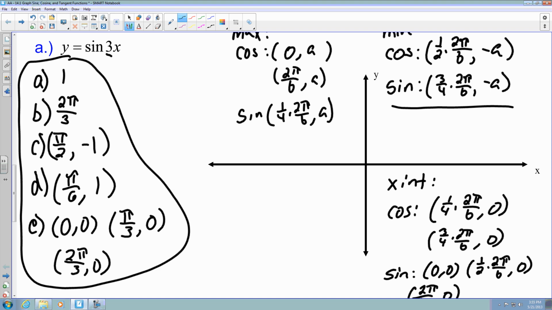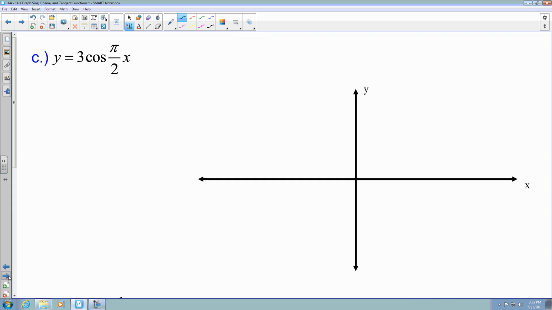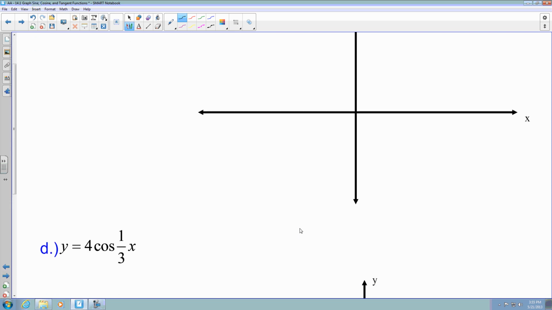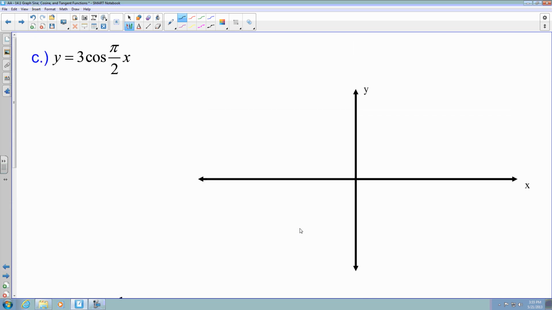So this is what I'm more or less looking for when, even though they're asking to graph the function, I want you to find those 5 specific areas to help you graph each function. Okay? So if I looked at, say, example C here, again, I want to find those five specific areas.